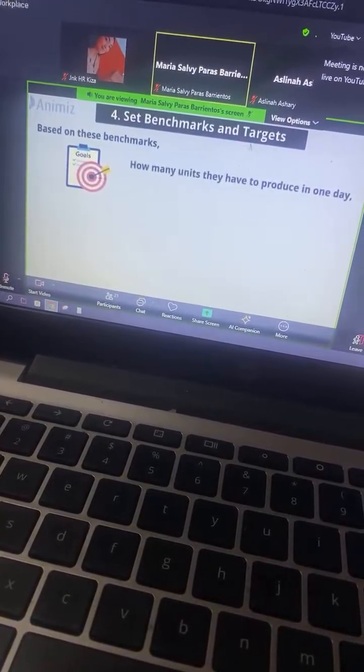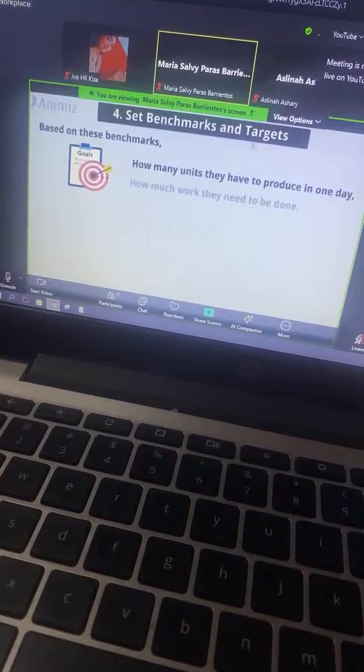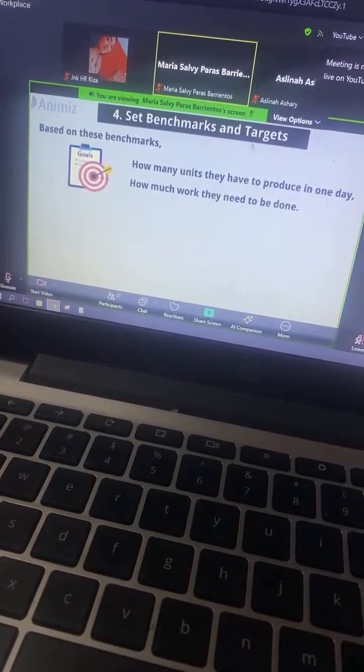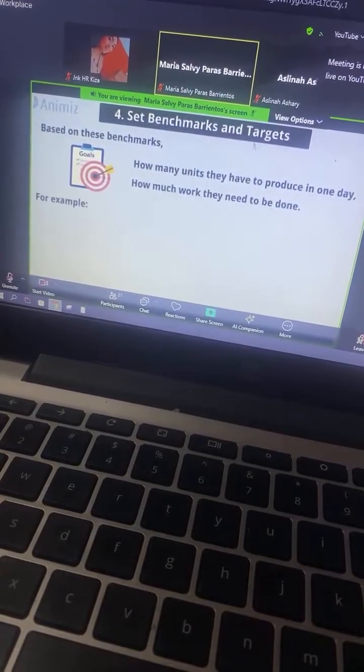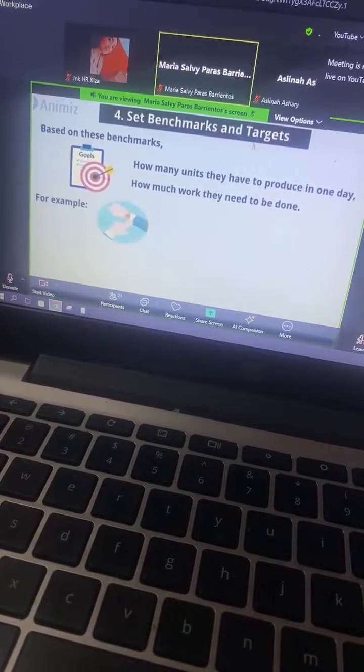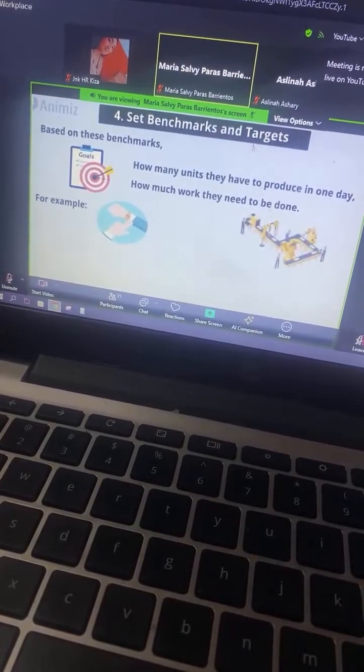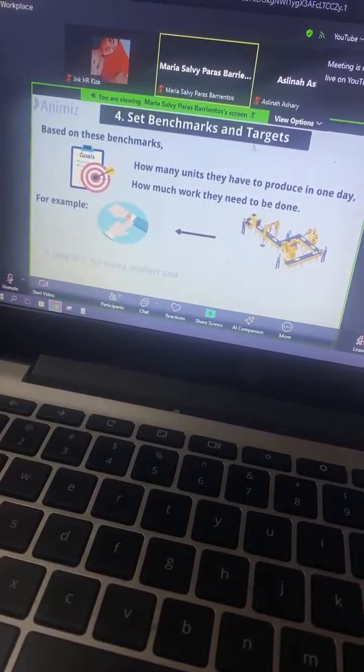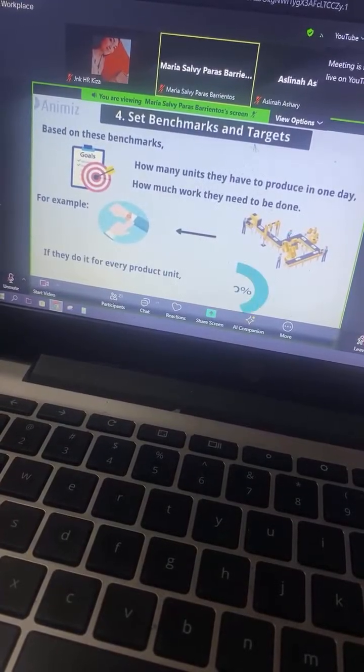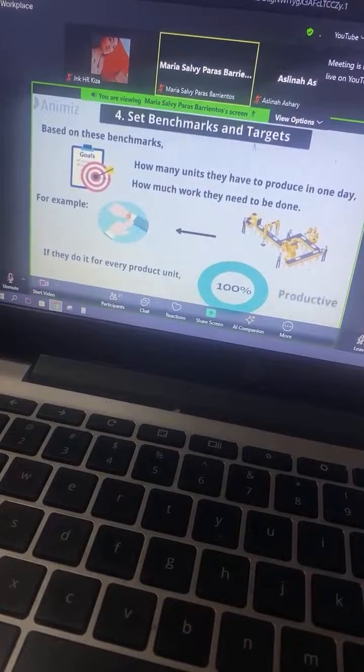That is, how many units they have to produce in one day, or how much work needs to be done. For example, some companies set a time to assemble a product. Workers have to complete the assembly within that time. If they do it for every product unit, we can say they are 100% productive.